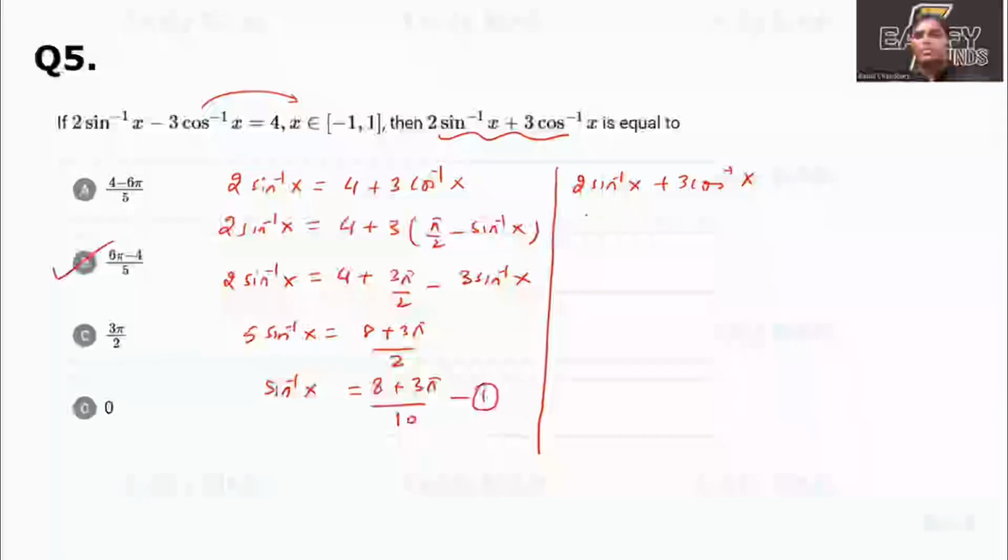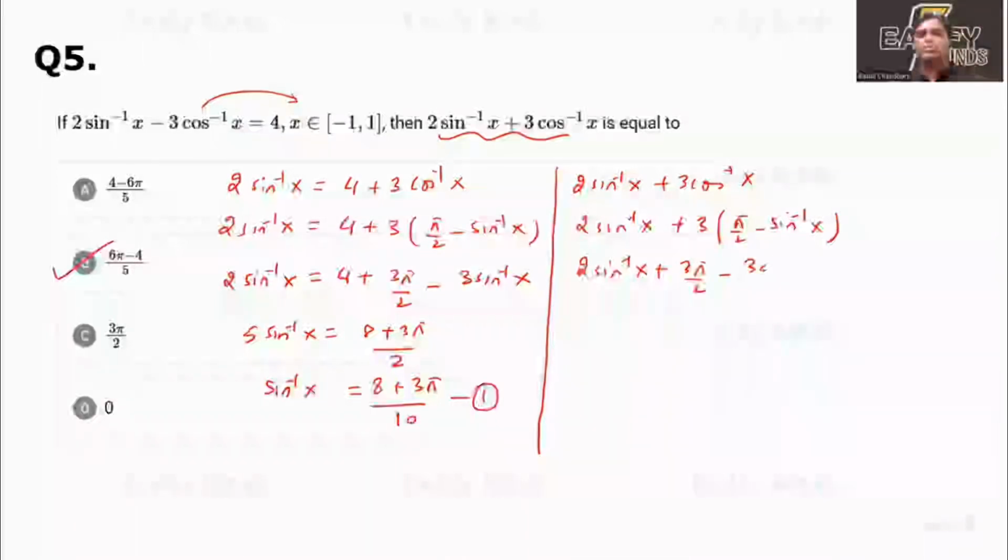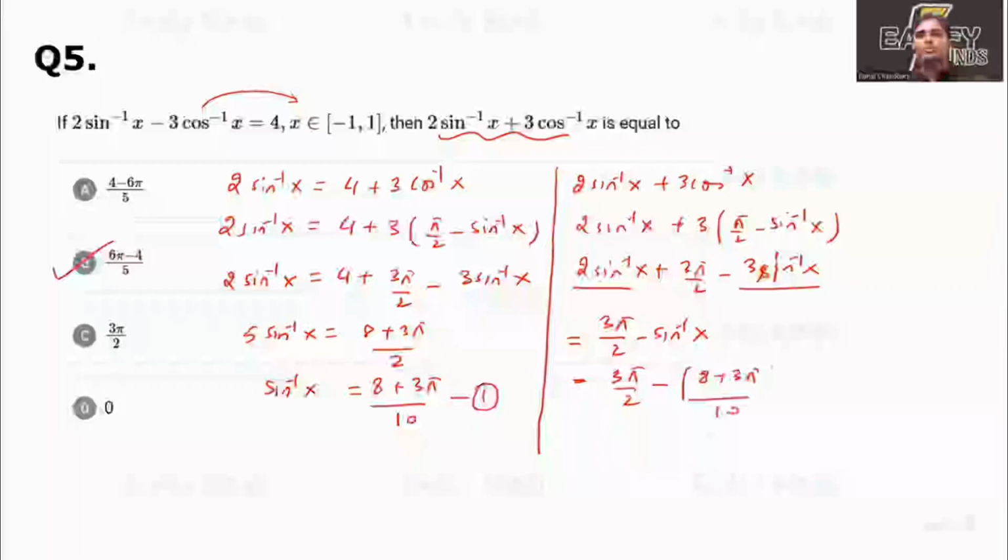We know that 2 sin inverse x, I can write this as 2 sin inverse x plus 3 pi by 2 minus sin inverse x. So now 2 sin inverse x plus 3 pi by 2 minus 3 sin inverse x. So 2 sin inverse x minus 3 sin inverse x, how much? Minus sin inverse x. Now what to do? Just substitute the sin inverse x value here. 3 pi by 2 minus 8 plus 3 pi by 10.